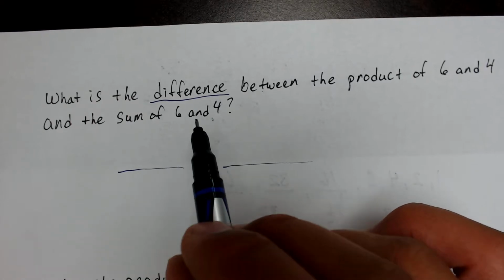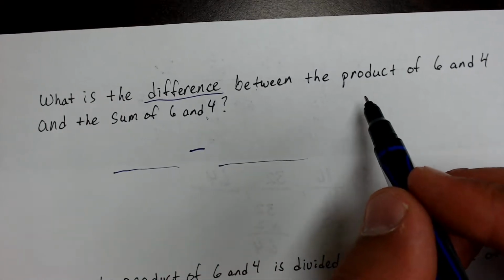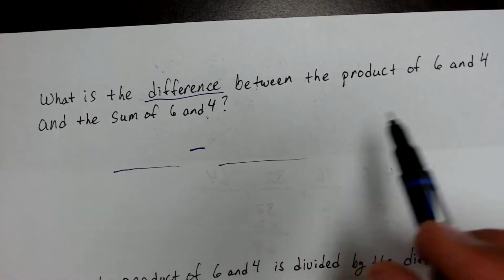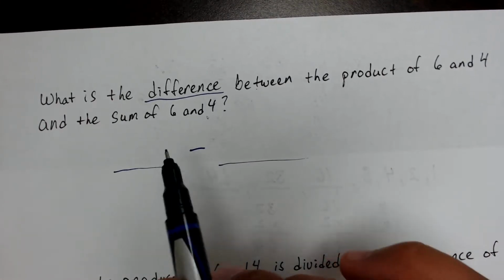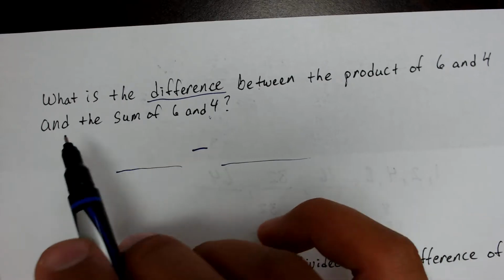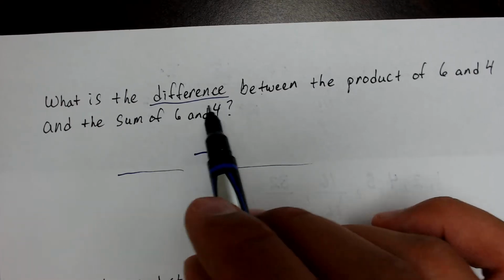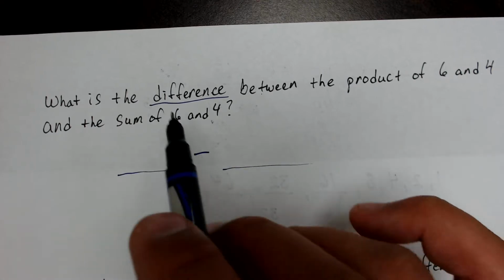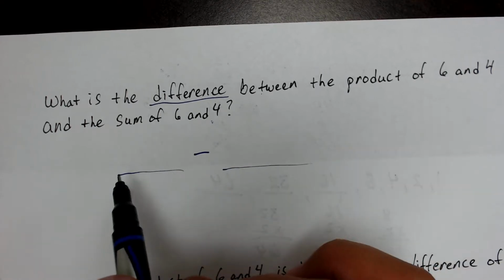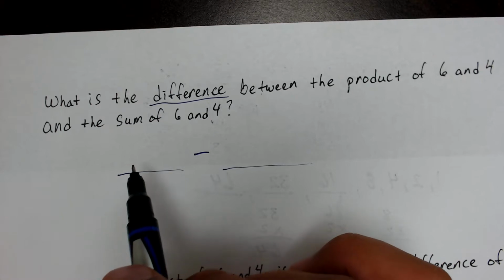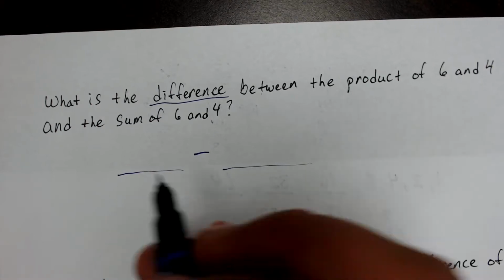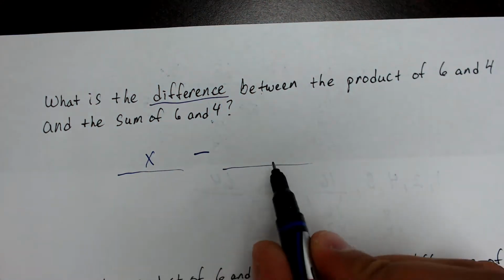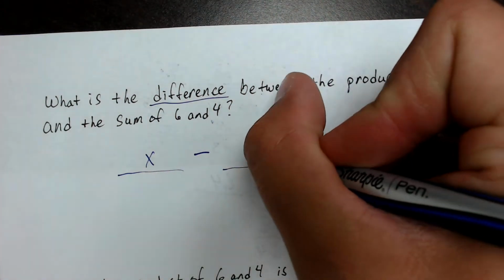I need to find the difference between the product of 6 and 4 and the sum of 6 and 4. Now this is confusing because there's three ands in here. But if you remember sentence structure, we're looking for the difference between the product and the sum if we remove the numbers. So I want to know what the difference is between the product, so product being a multiplication number. So I'm subtracting the answer to the multiplication problem from the answer to the addition problem.